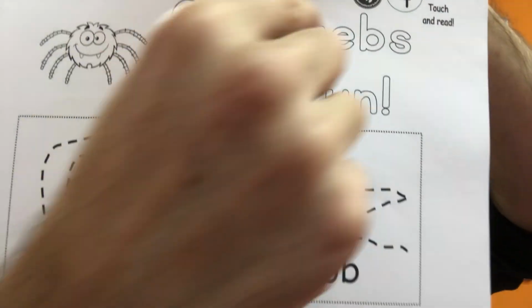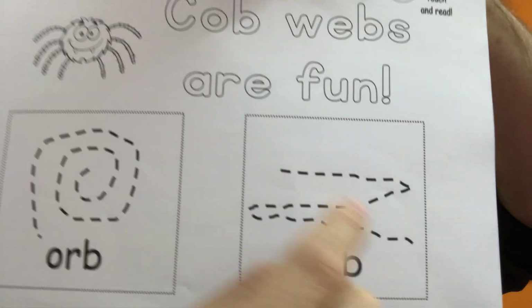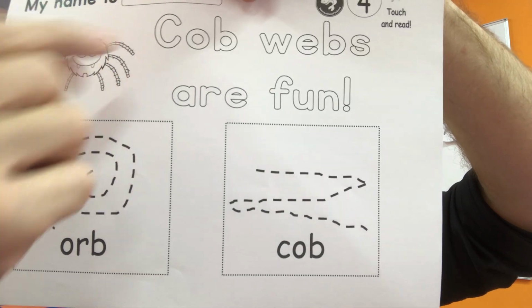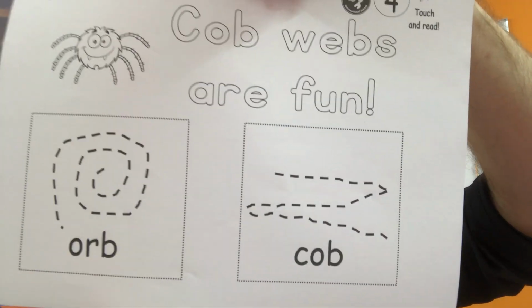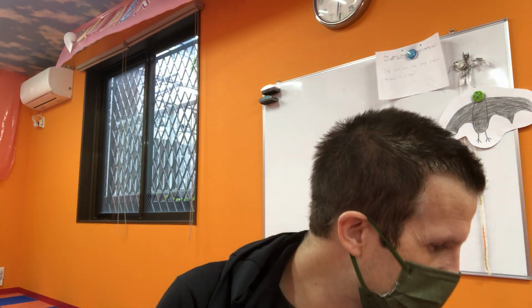Here's number four. Number four, cobwebs are fun. Yes, they are. Oh no, which one is the cobweb? Can you find it? You got the word up here. Which one is C-O-B? C-O-B. Which one is C-O-B, you guys?